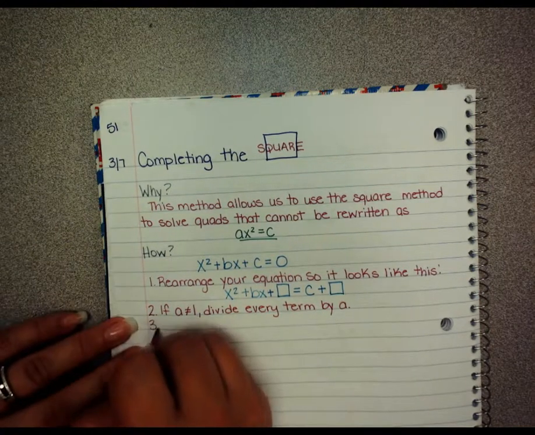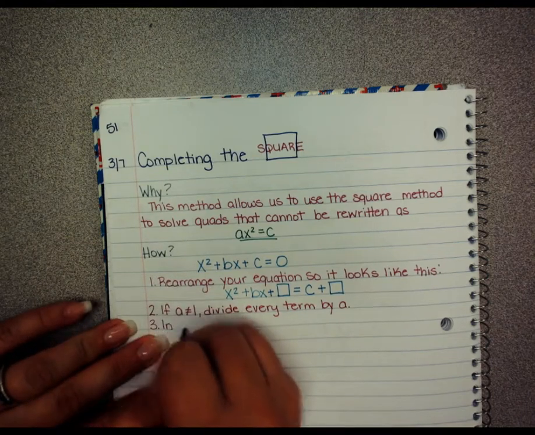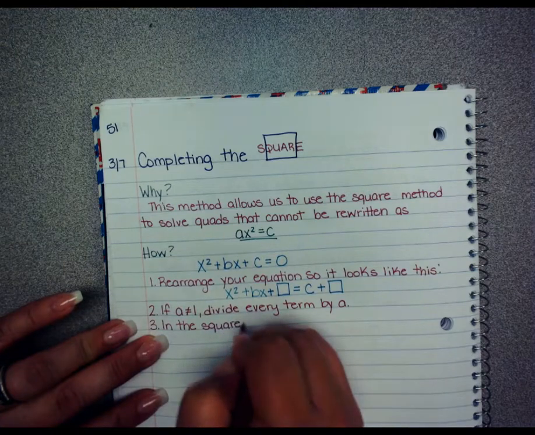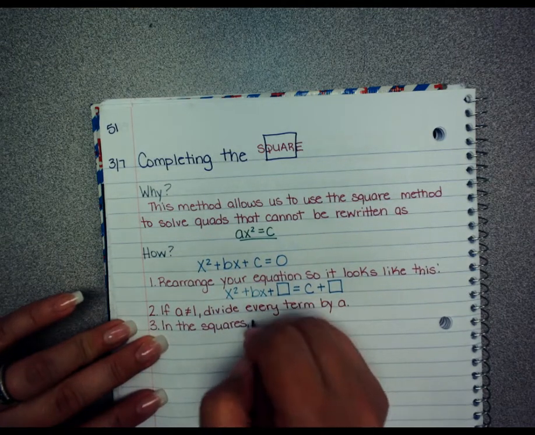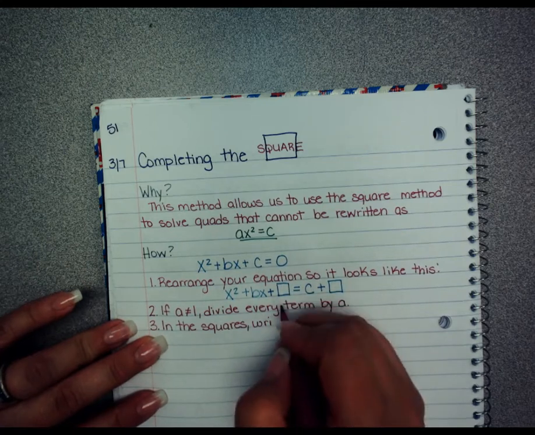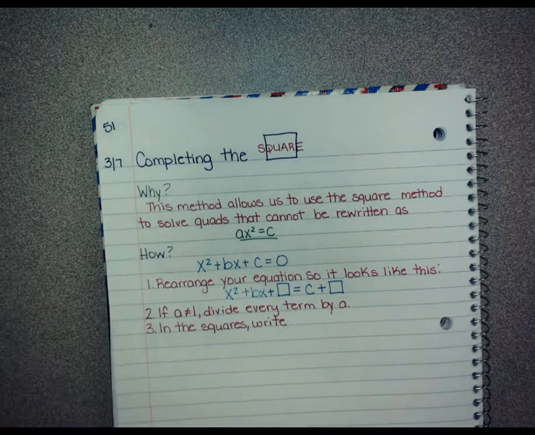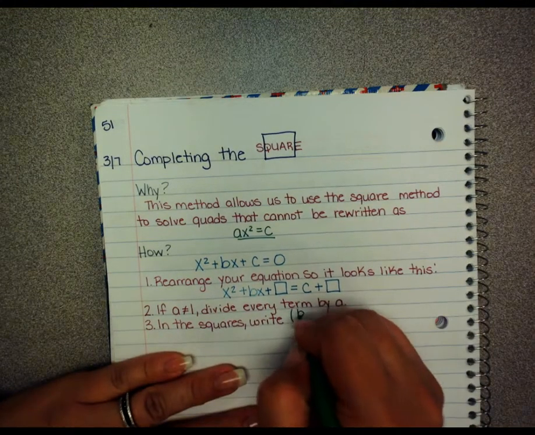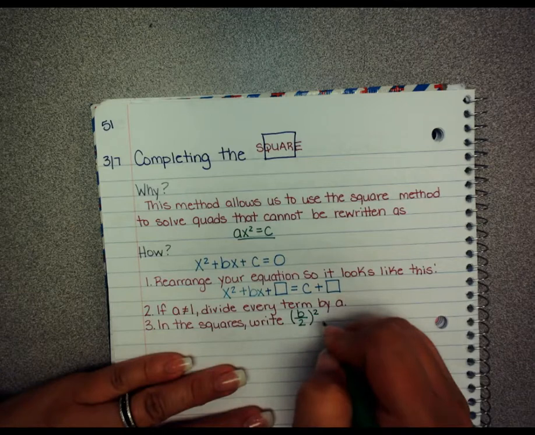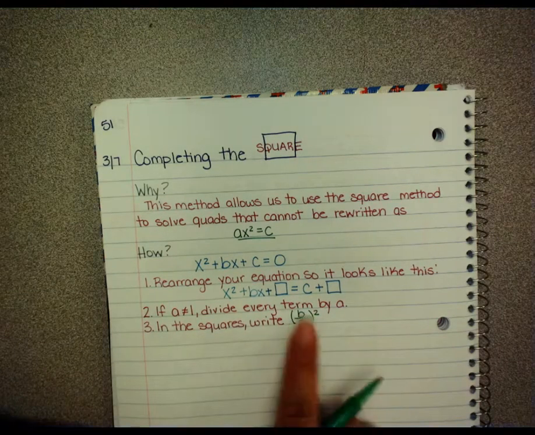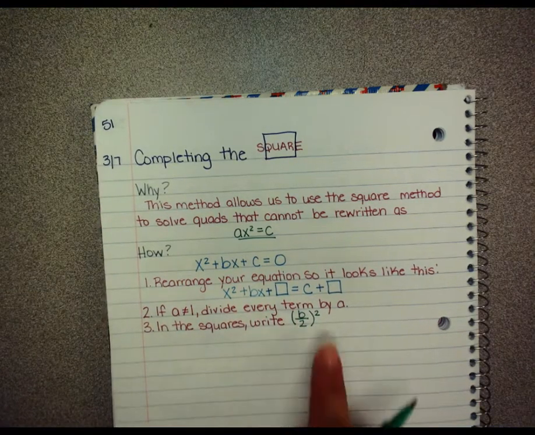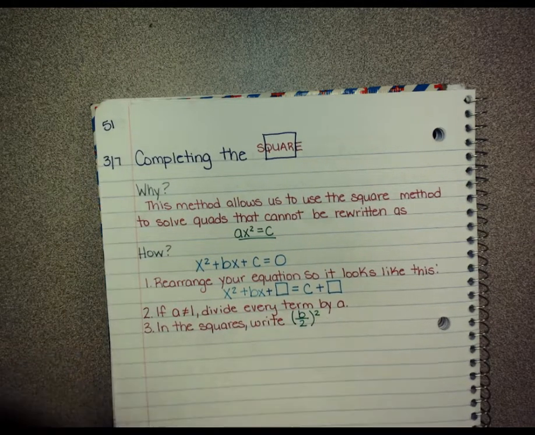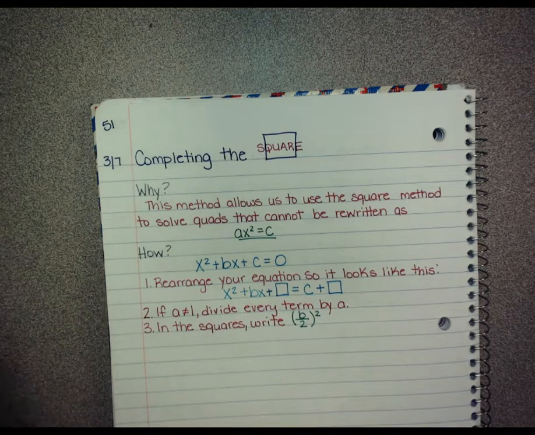Step number 3. In the squares, write what's actually going in our squares. Well, we take b and we divide it by 2 and we square the whole thing. So in the squares we're going to write this, but actually as a number. We're not going to write b divided by 2 squared. If b is 7, we say 7 divided by 2 squared.